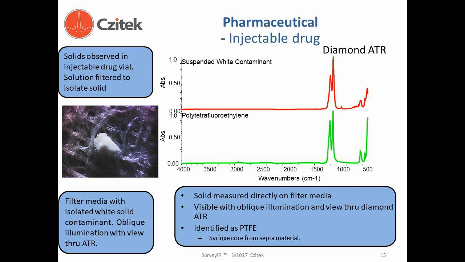Again, due to its surface selectivity, diamond ATR yielded the spectrum of the contaminant without observing the cellulose spectrum due to the filter, and also the contaminant was measured without further sample preparation after filtering.